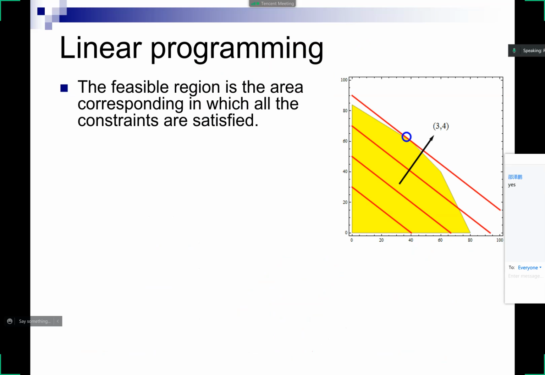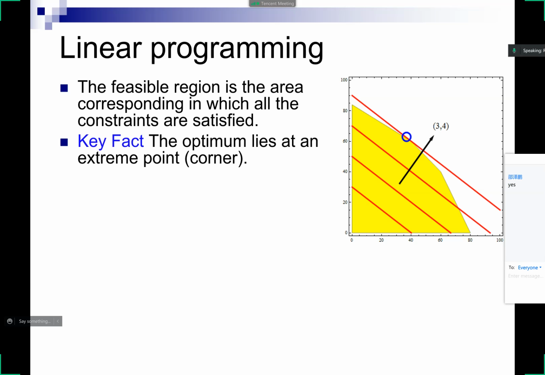To summarize everything, the feasible region is the area where all of the constraints are satisfied. Then we take this objective function, draw a level set for it, and push it in a perpendicular direction as far as possible until you're just about to leave the feasible region. At that point, you intersect the feasible region at just a single point, this blue point over here.